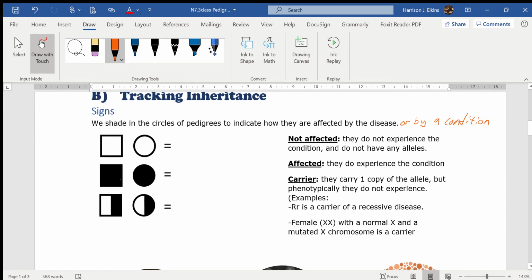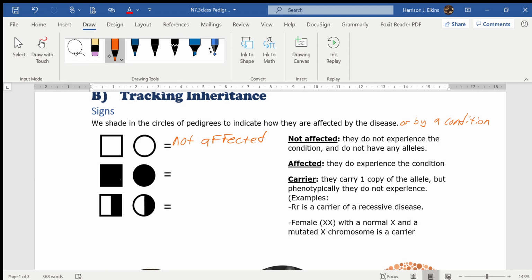legend here. If we have a circle that's not filled in, that simply means the person is not affected. So they are not affected by the condition. They don't have the condition. They don't have any genetics for it. So, maybe they are not affected by sickle cell anemia.